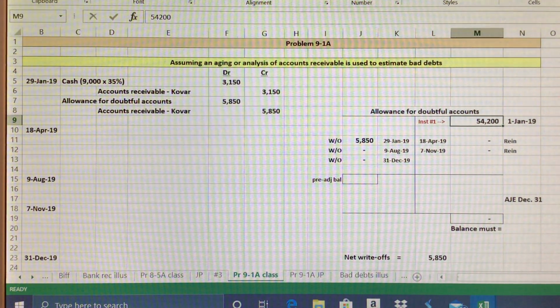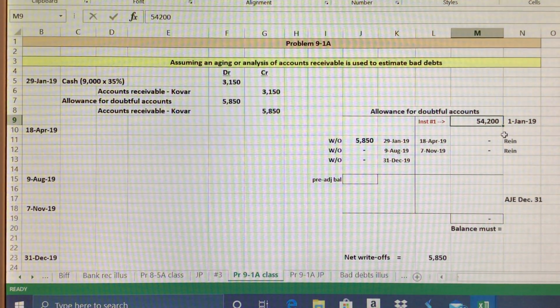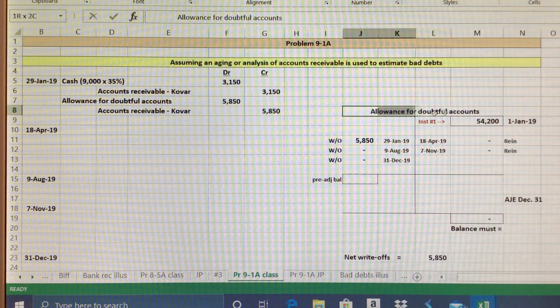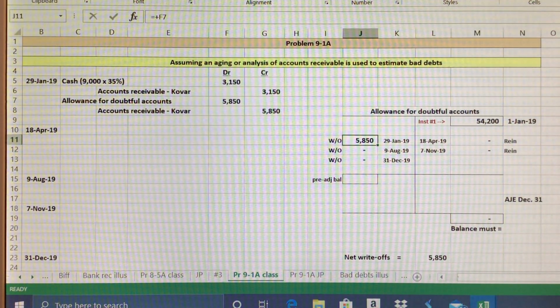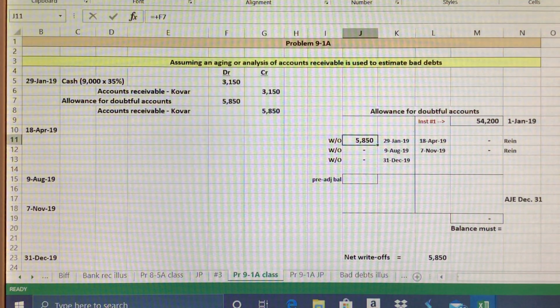So we get to the instructions below, you're going to find out that they started out with a balance of $54,200 credit balance at the beginning of the year for the allowance for doubtful accounts. Okay, so that $58.50 goes over here on the left side of the allowance account, and we're hoping that the balance in the allowance account is sufficient to absorb all of the bad debts that occurred during the year, all of the write-offs. What happened next?